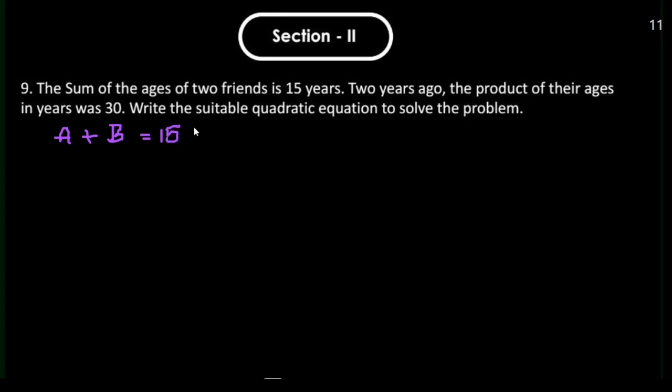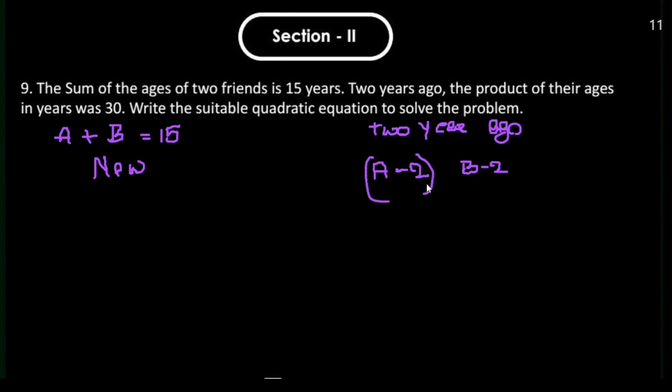Now, 2 years ago. Then what is their age 2 years ago? So A's age will be A minus 2 and B's age will be B minus 2, right? Then what he's saying is the product of their ages in years was 30. Then the product of these two is equal to 30, he is saying, right?